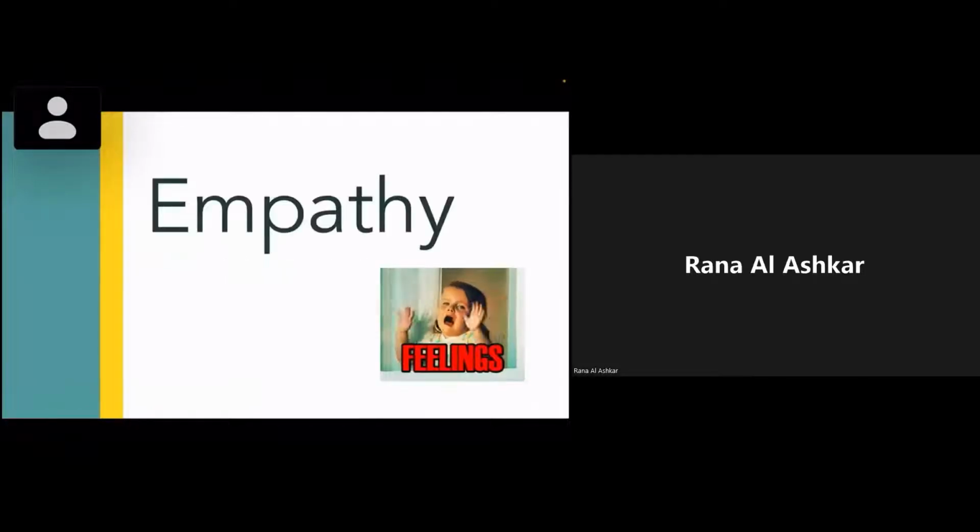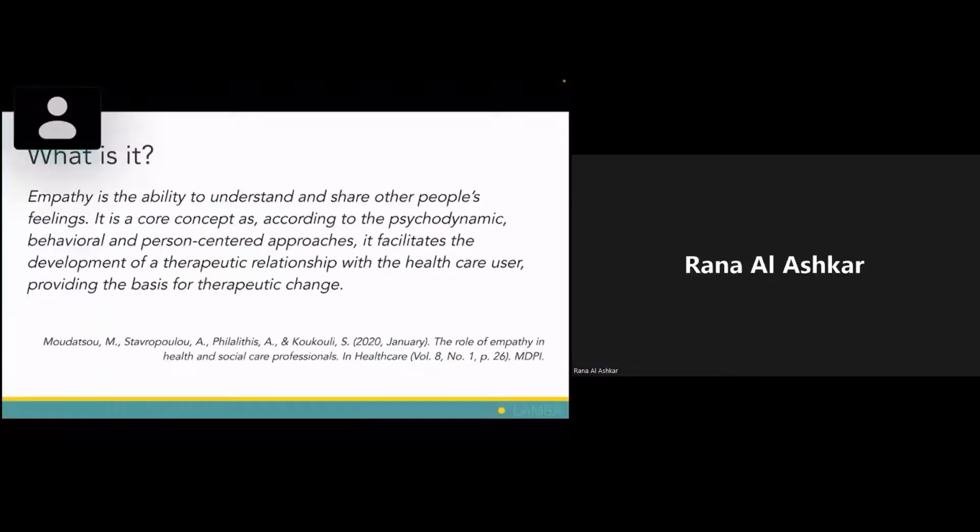So what is empathy in general? Empathy is the ability to understand and to share other people's feelings. What does it mean? It means that when someone tells me how they feel, I can truly resonate with that. I can deeply feel what they're feeling and understand what they are going through. This is generally a very deep and broad definition of empathy.